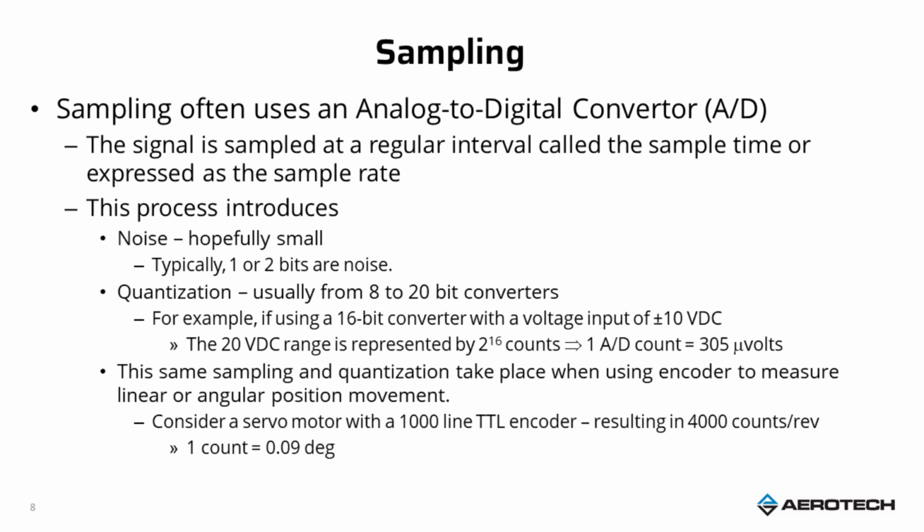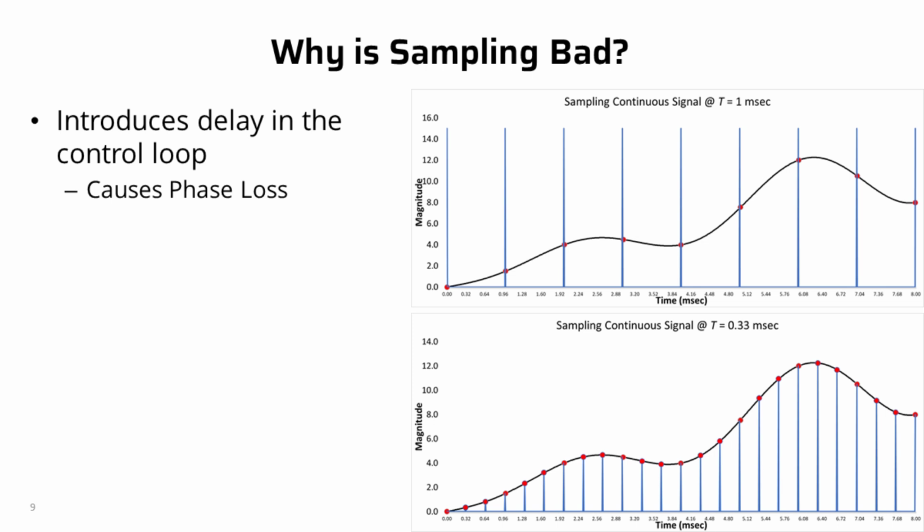Typically, and I'll talk about the examples here with servo motors, since that's most of my experience, we have an encoder on the back of a servo motor or in the system, and that encoder produces a number of counts, and those counts are the resolution that we're going to deal with. A typical 1,000 line TTL encoder, after quadrature, will have 4,000 counts per revolution, and so one count is 0.09 degrees when we look at our scale factor.